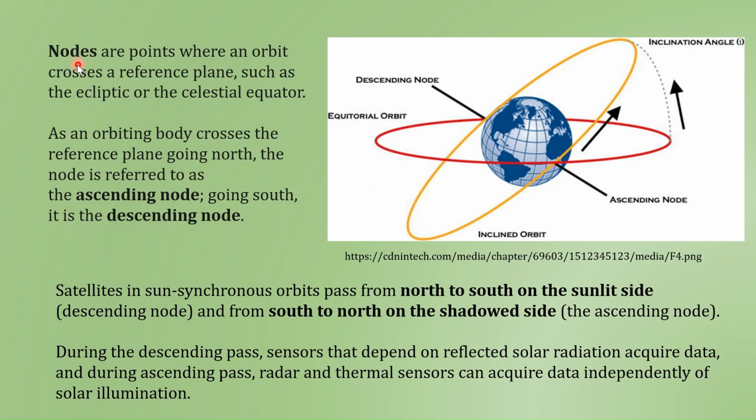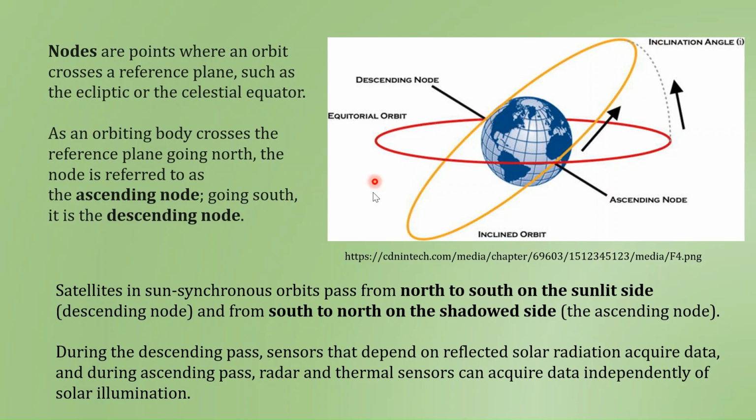There is one term referred to as the nodes. Nodes are the points where an orbit crosses a reference plane. Here the reference plane is the equatorial plane. So this particular point is referred to as the node. On the basis of the direction of the satellite, these nodes are ascending or descending nodes. When the satellite is moving towards the north and crosses the reference plane, it is referred to as the ascending node. And when the satellite is moving towards the south, it is referred to as the descending node.